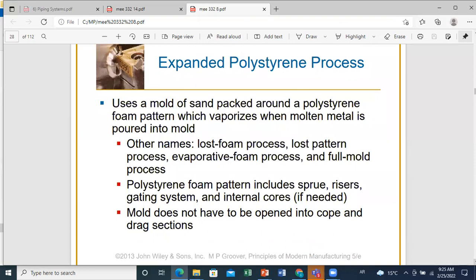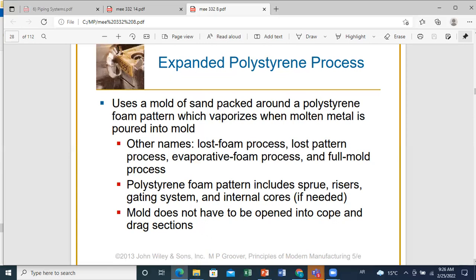Now, what about the expanded polystyrene process? In this process we use a mold of sand packed around a polystyrene foam pattern, which vaporizes when molten metal is poured into the mold. We have a lot of names describing this type of process: the lost foam process, the lost pattern process. As the name indicates, at the end the pattern will be lost. It will be evaporated. It will not remain. So there is no need to destroy it at the end, because it evaporates during the process. We also call this process the full mold process.